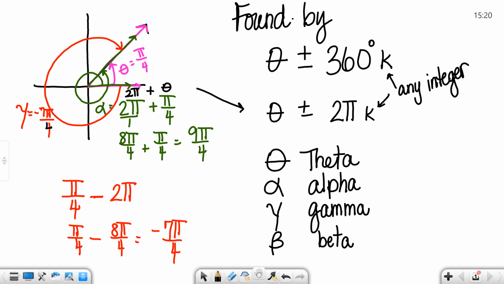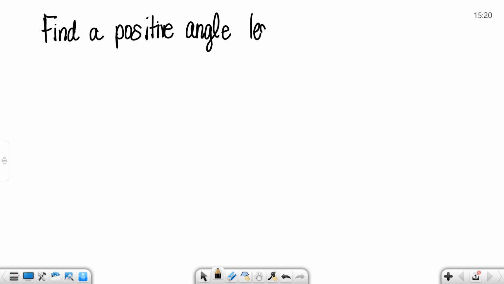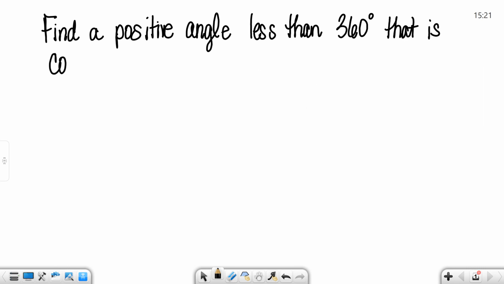All right, so let's go back to our coterminal. And let me give you a question like maybe that would be in your homework. It would say find a positive, because they're going to be specific, find a positive angle, and I told you they might say less than 360, so let's do that. So less than 360 degrees, that is coterminal with the following, and we'll do a few of these so we can practice.